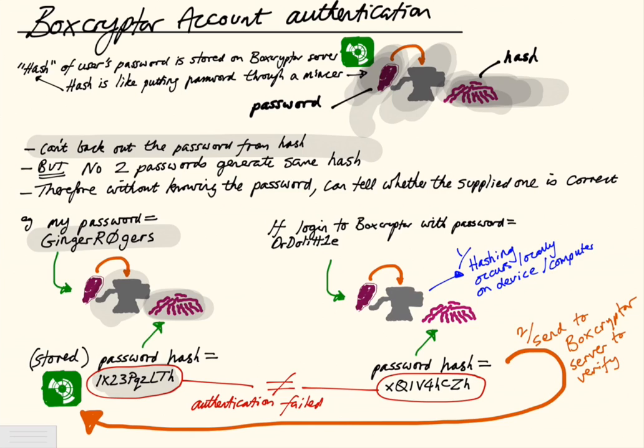So if I then open my account and I log into Boxcryptor with the password Dr. Doolittle, then on my local device, the Boxcryptor application is going to hash Dr. Doolittle and produce the output here, which is xq1v4hczh. It's going to send that hash to the Boxcryptor server, and the Boxcryptor server is going to compare the hash that I sent with the hash that it has associated with my account. And given that these two are obviously not equal because I didn't type the right password, then Boxcryptor says, you're not getting in, you've entered the wrong password.